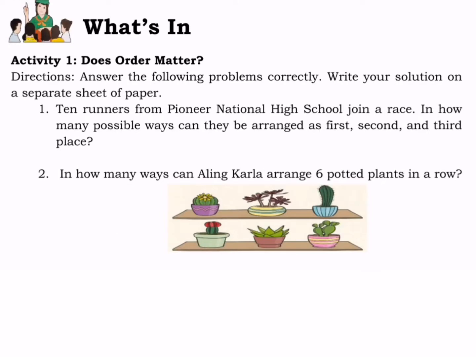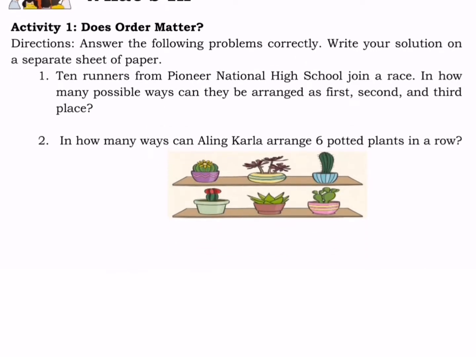Number 1. 10 runners from Pioneer National High School join a race. In how many possible ways can they be arranged as first, second, and third place? The answer is 720. Number 2. In how many ways can Aling Carla arrange 6 potted plants in a row? The answer is 720.